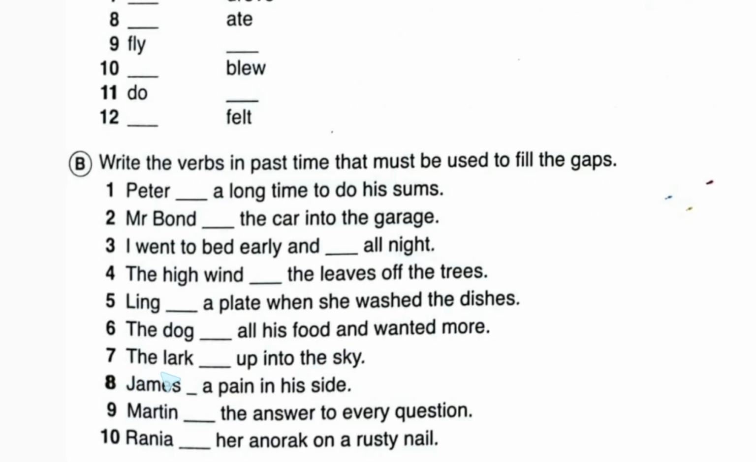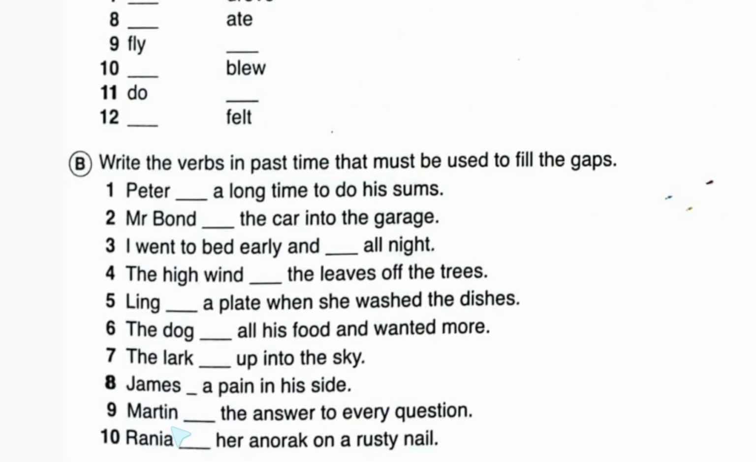Number 7, the lark dash up into the sky. So what will it be? Here we have to put the lark flew up into the sky. Number 8, James dash a pain in his side. What can we put here? James felt a pain in his side.